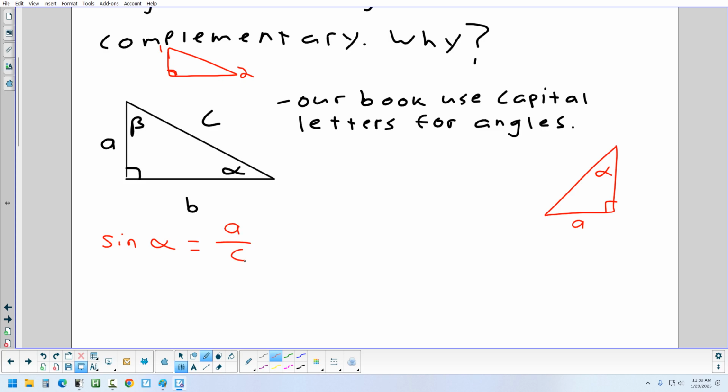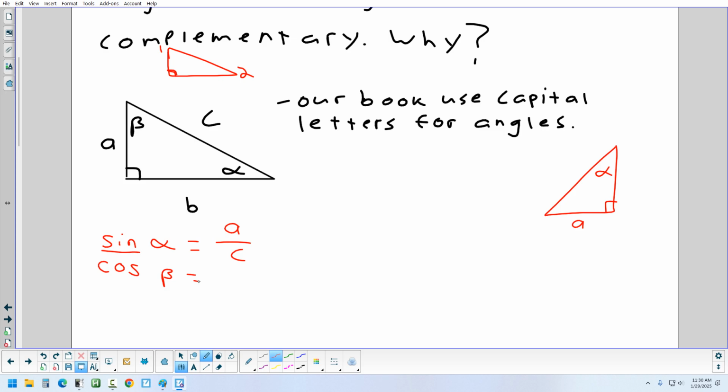Now I'm going to find something different. I'm going to put the word co in front of that. That turns it into cosine. And instead of using alpha, I want to use the angle in that diagram that is complementary to alpha. What angle is complementary to alpha in that diagram? Yeah. Beta. So I did 2 things to make up a new problem. I put the word co in front of the trig function, and I took the angle that was complementary to what I started with.